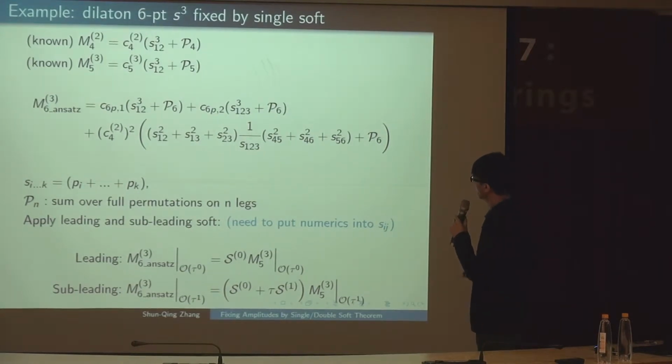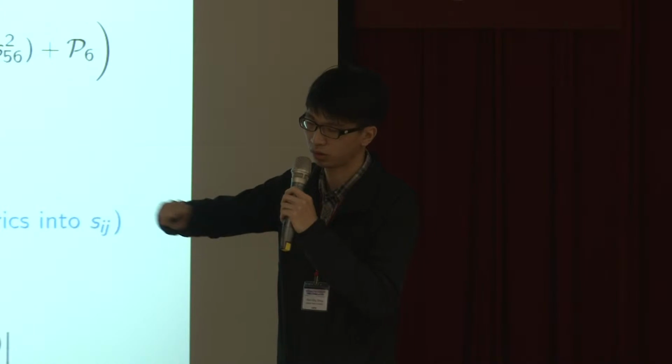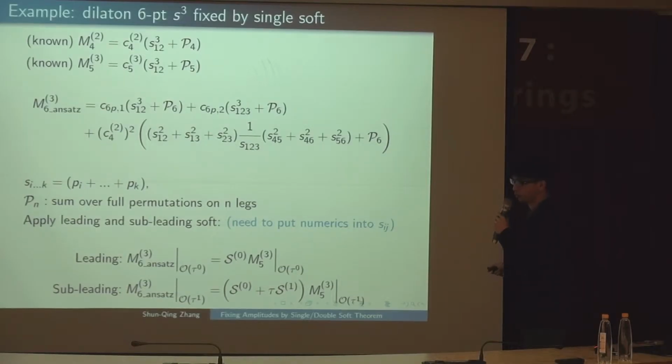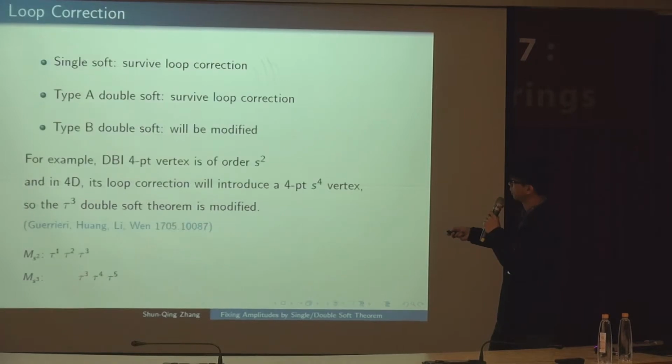So, this S is just the Mandelstam variable, and P_n means I have to symmetrize all the external legs because they are bosons. Then I generate some numerics and put them into the S_ij. Then I have to rescale one of the momenta by tau and do the series expansion to get the tau 0 and the tau 1 soft equations. So these are just some numbers times these coefficients.